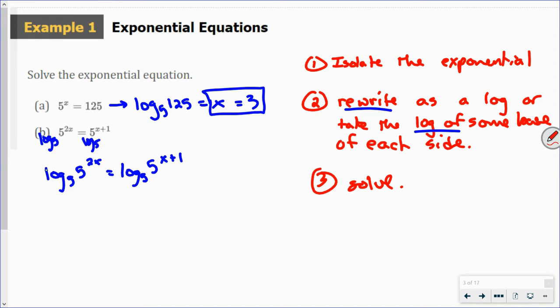And we should know that a log of base 5 and an exponential of base 5 cancel. So you get 2x equals x plus 1. Subtract x, you get x equals 1. Which, if you just look here, your bases are the same, so the exponents have to be the same. We get right down to there.